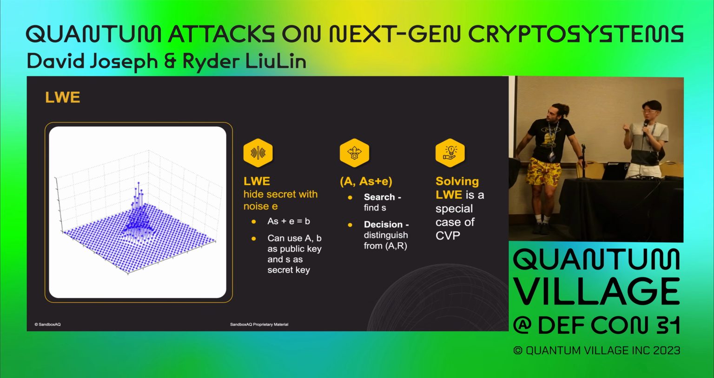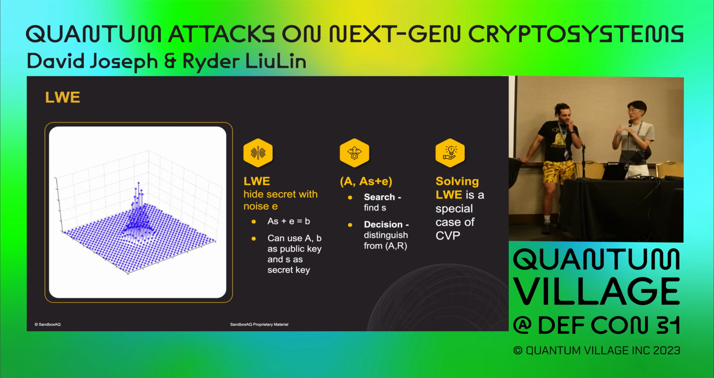So learning with errors, this is what LWE stands for. Learning with errors is the next step up from the shortest vector or closest vector problem to building a full crypto system based on lattices. So the idea is that we are hiding a secret with some noise, some error, E. The equation for that would just be A times the secret plus the error is some B, and then we can use A and B as public keys and then S as the secret key.